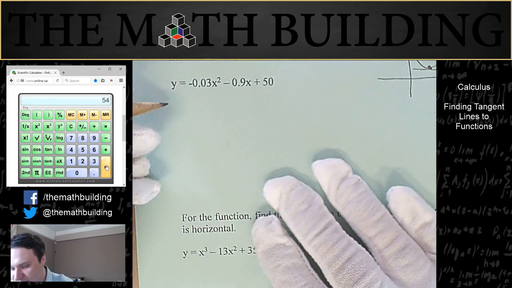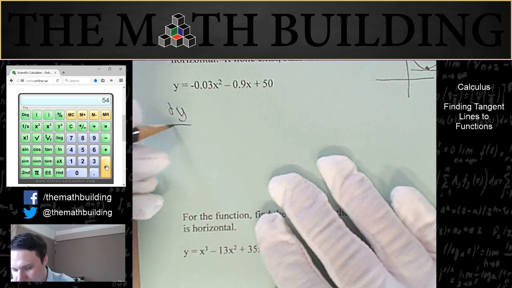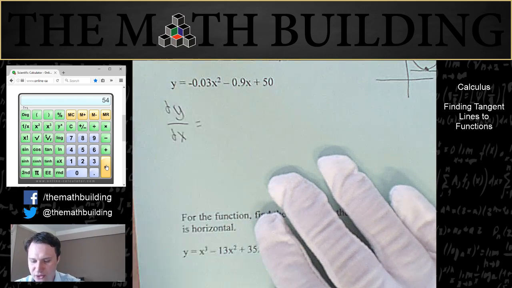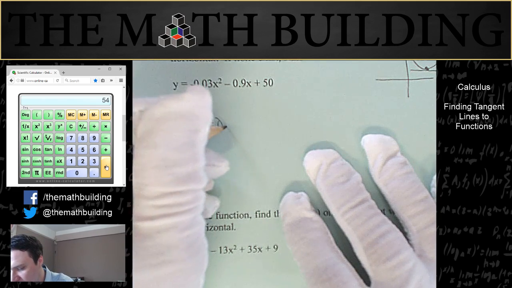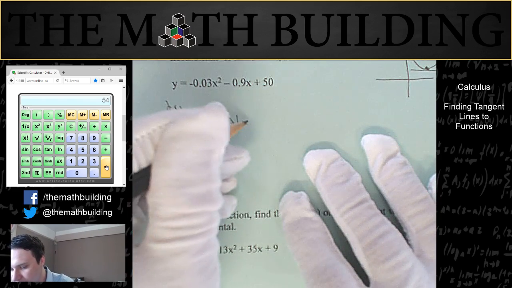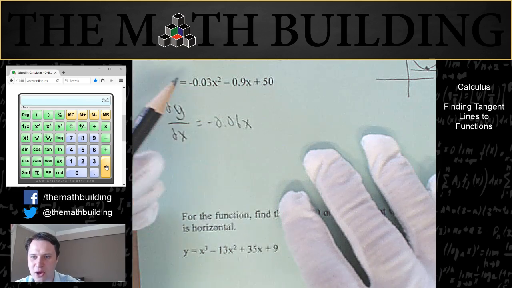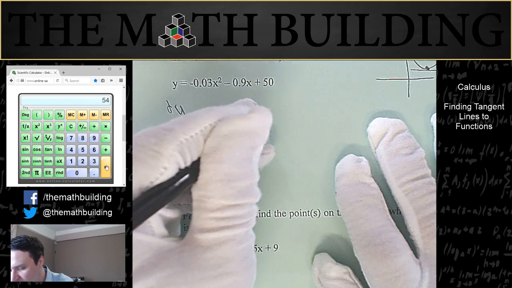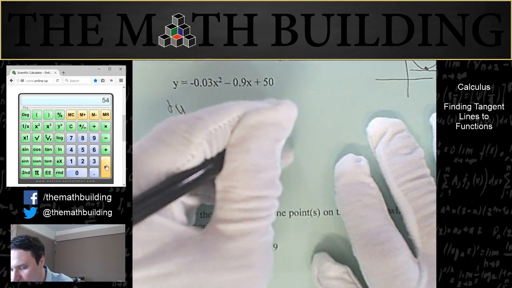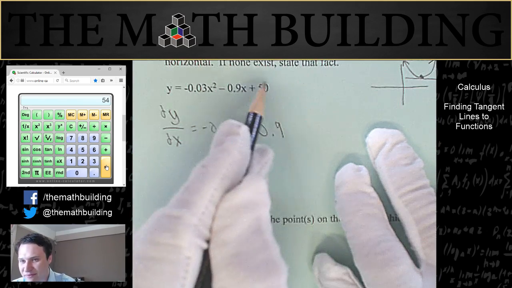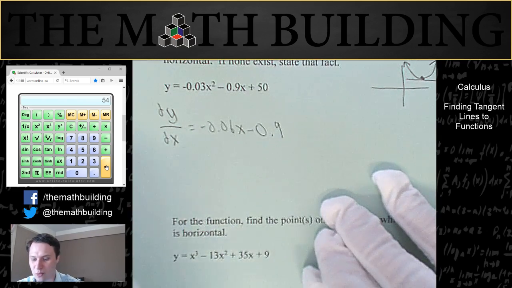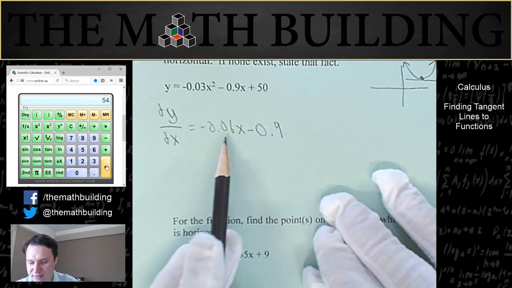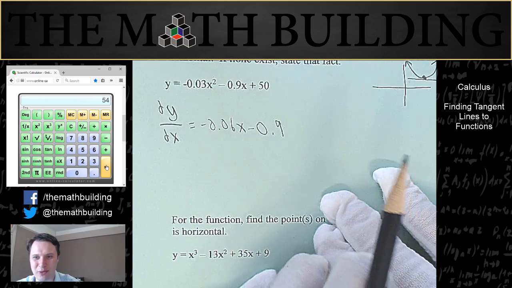So let's do it. Let's find the derivative first. dy/dx is going to equal, in this example, 2 times negative 0.03, which is negative 0.06, and that becomes x, right? Because we dropped the power from 2 to 1. The derivative of the second term is just going to be negative 0.9. And the derivative of this constant term is just 0. So we're actually done. Here's the derivative of this. The 2 came in front, so it's negative 0.06x minus 0.9.